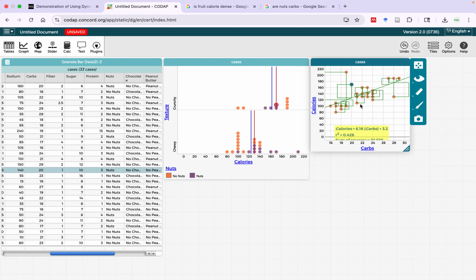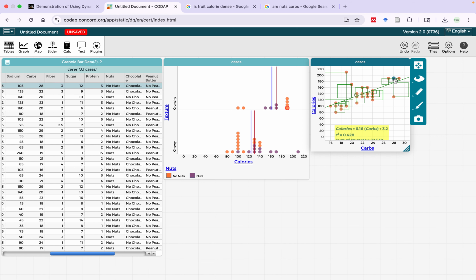What do I notice? A few outliers? Nuts. No nuts. No nuts. Ah, let's see. Nuts. Nope, no nuts. Okay, nuts. No nuts. No nuts. Okay, those are close enough. This one is not. Nuts. Nuts. Okay. No nuts. Probably all of these are no. Oh, this one has nuts. Huh.